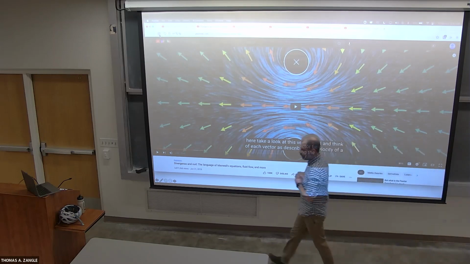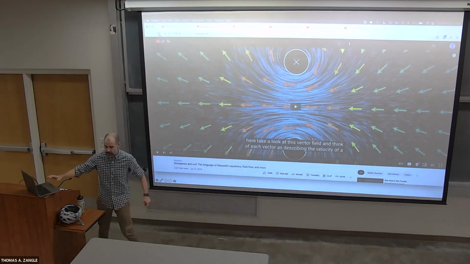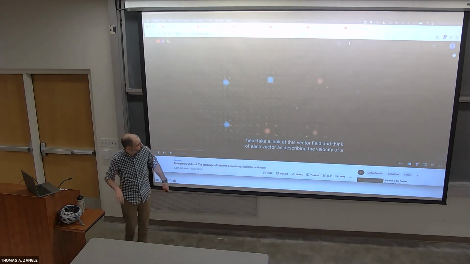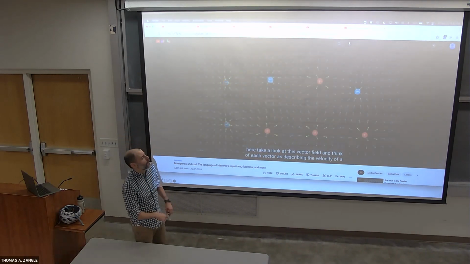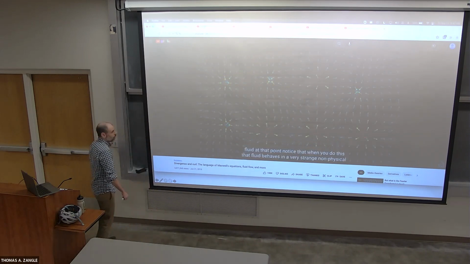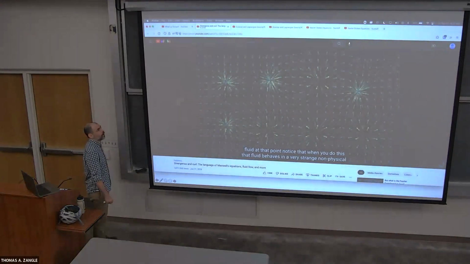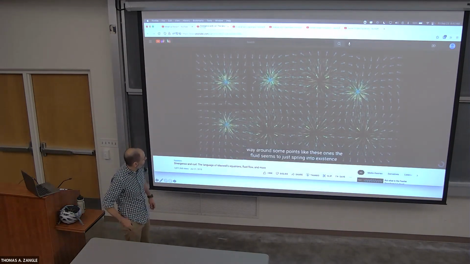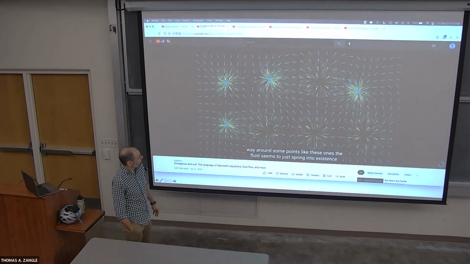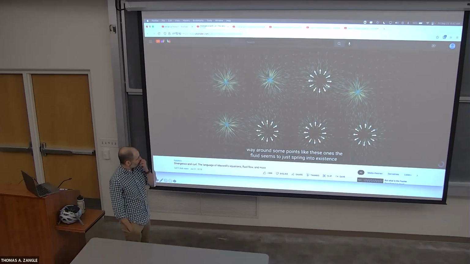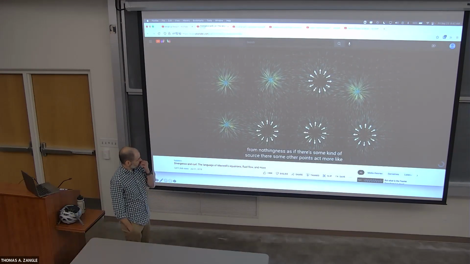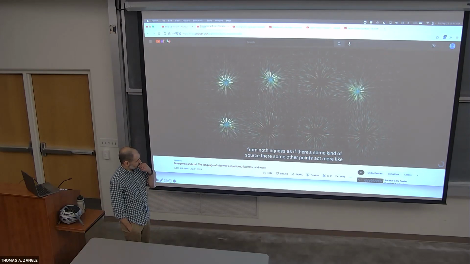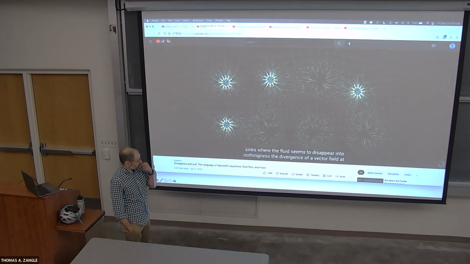This is just a much better visualization of that same concept. Take a look at this vector field, and think of each vector as describing the velocity of a fluid at that point. Notice that when you do this, that fluid behaves in a very strange, non-physical way. Around some points, like these ones, the fluid seems to just spring into existence from nothingness, as if there's some kind of source there. Some other points act more like sinks, where the fluid seems to disappear into nothingness.